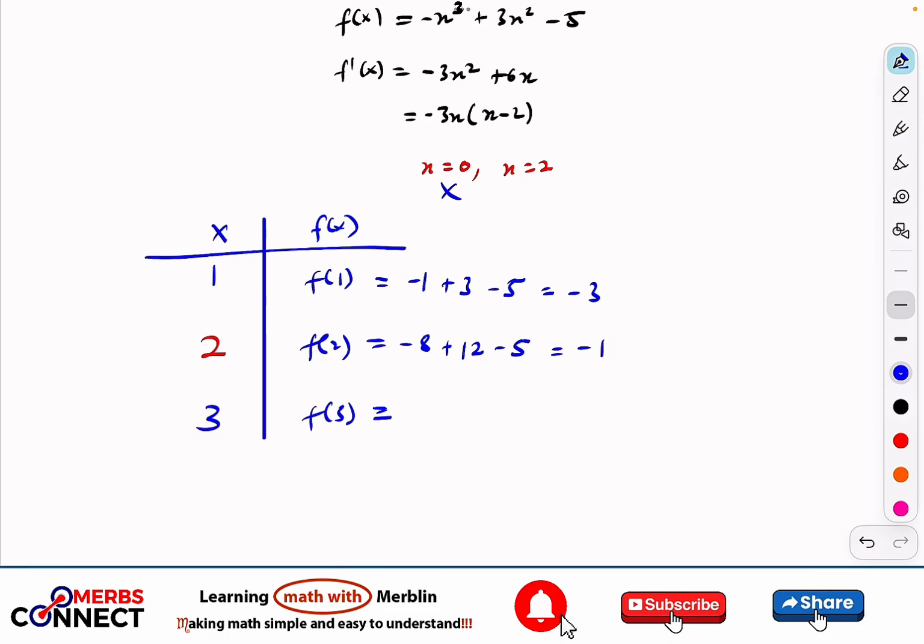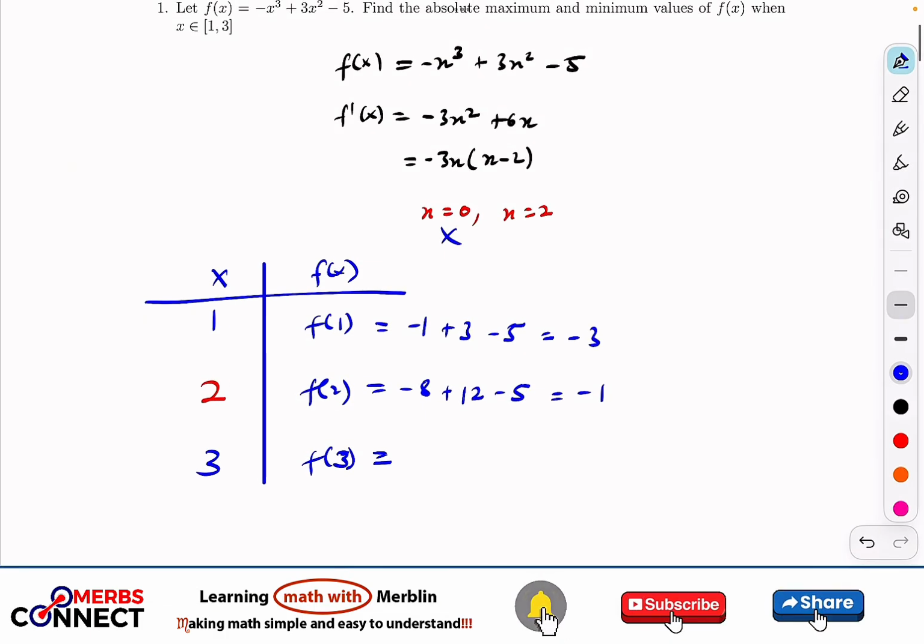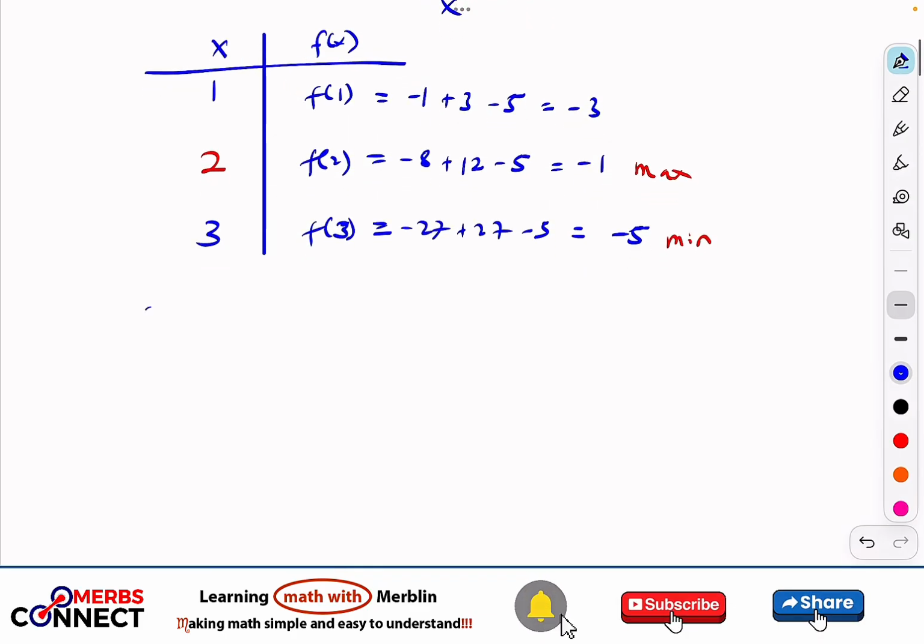And then let's plug in, okay, this one's supposed to be 3. 3 to the power 3 is 27, and then 3 squared is 9 times 3 is 27, minus 5. And this is going to give us minus 5. So we can see that the max is going to happen here, and the minimum is going to happen here. So that's all we just need to do here.